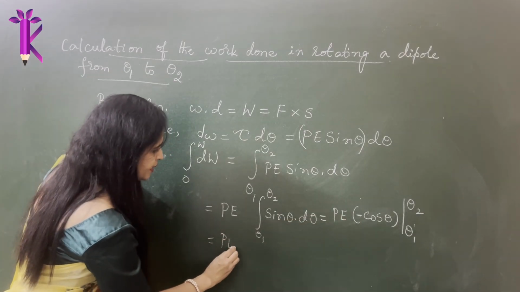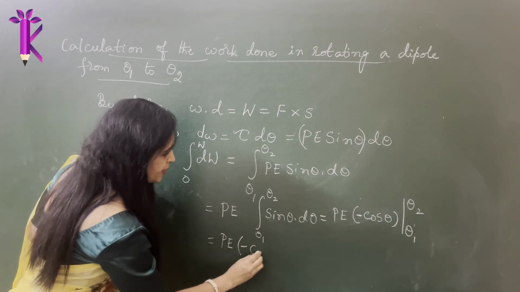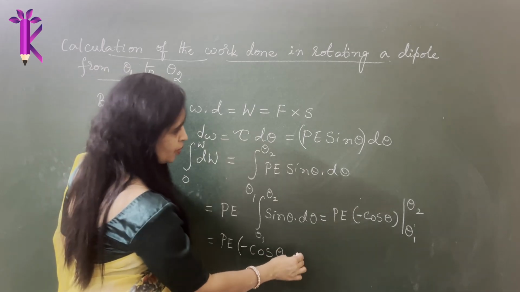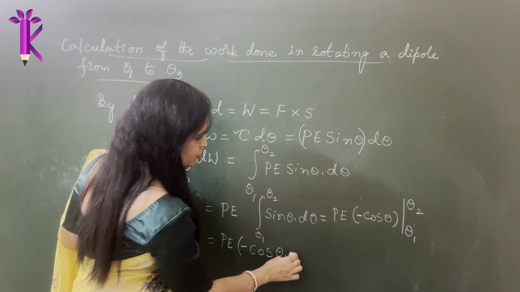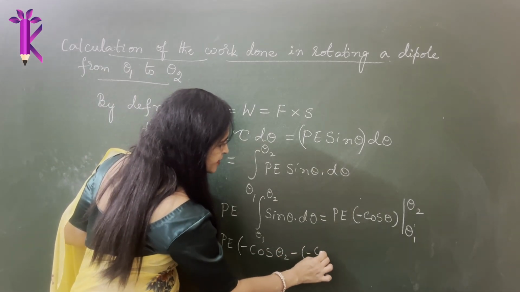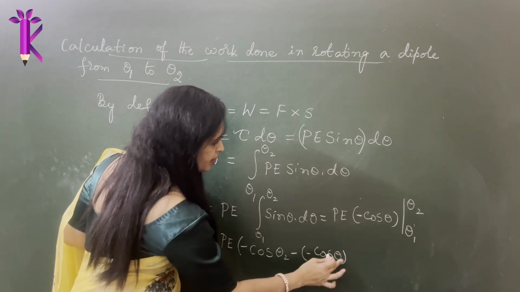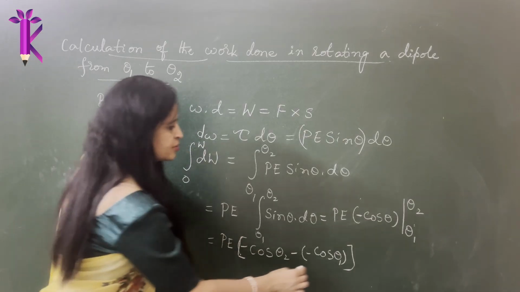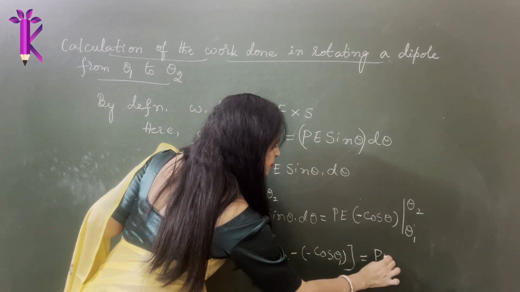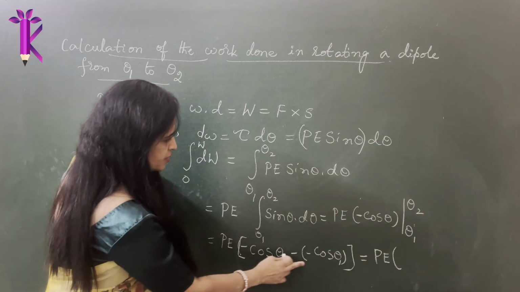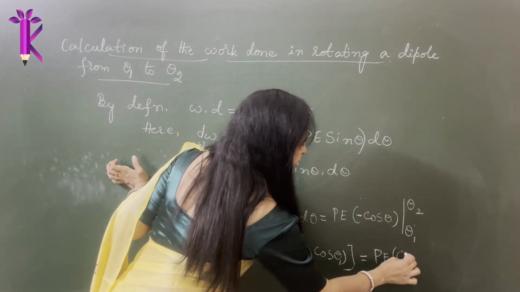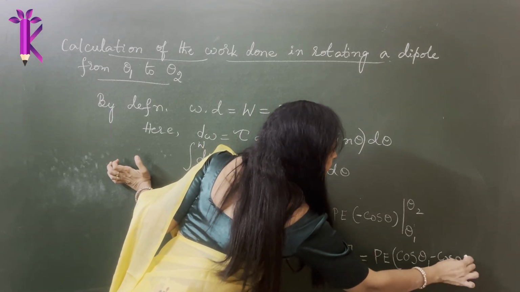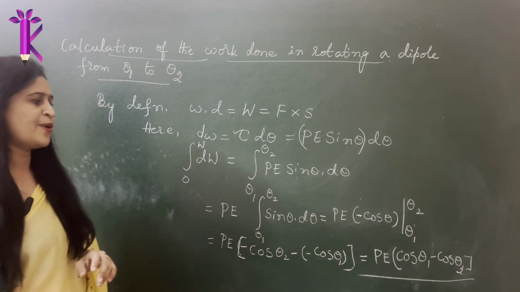So you have PE. If you apply the upper limit first, it is minus cos theta 2. Then minus of minus, the lower limit theta 1, so this is what you are going to get. This can be rewritten as PE multiplied by, since minus into minus is plus, cos theta 1 minus cos theta 2. So this is the amount of work done.